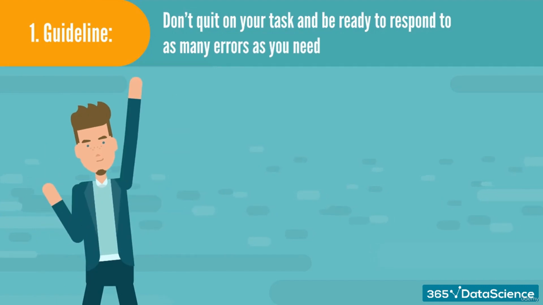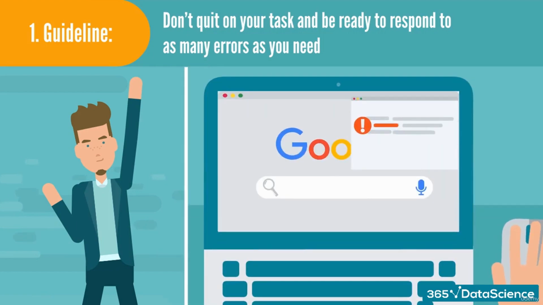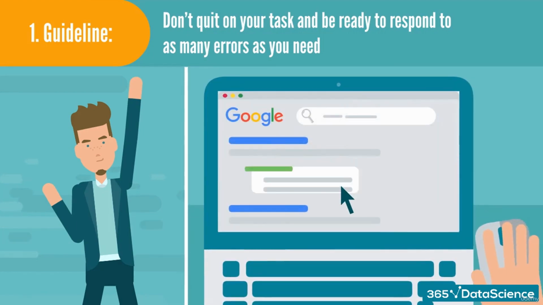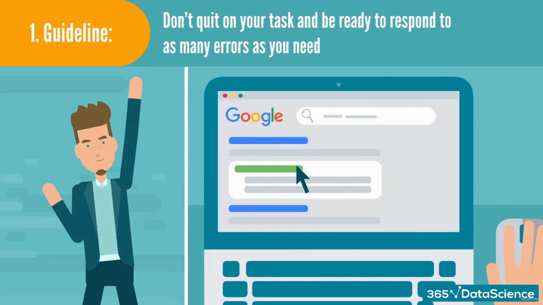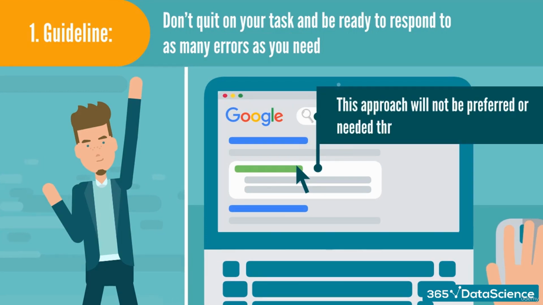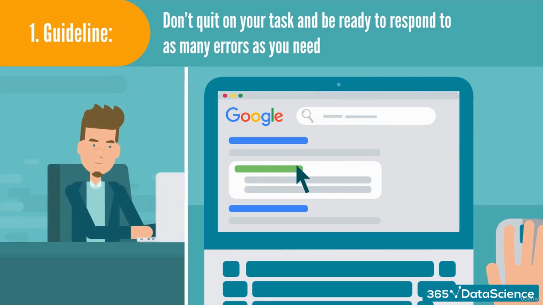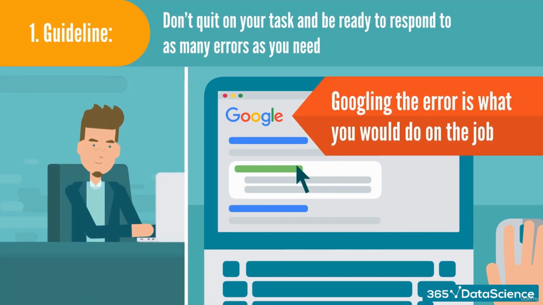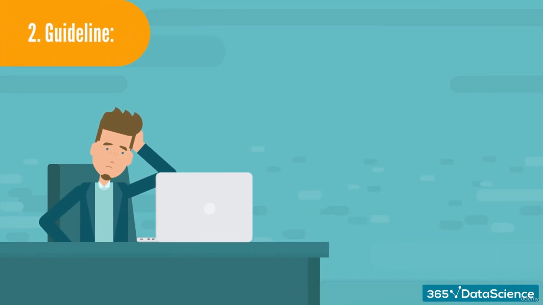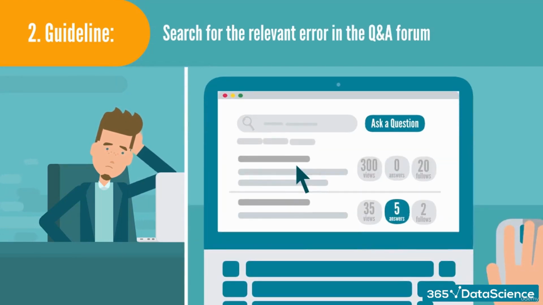Of course, this doesn't mean there's no place to get support from. For instance, you can Google the error. Just paste the last row of an error message online and see if there's a thread or a post that can help you solve the problem yourself. This approach will not be preferred or needed throughout the course, I believe, but will serve you a great deal after completing it, or also as a professional when you will already be an independent programmer. In other words, Googling the error is what you would do on the job, so it is good to get used to it. Regardless of whether this strategy works, you can search for the relevant error in the Q&A forum.